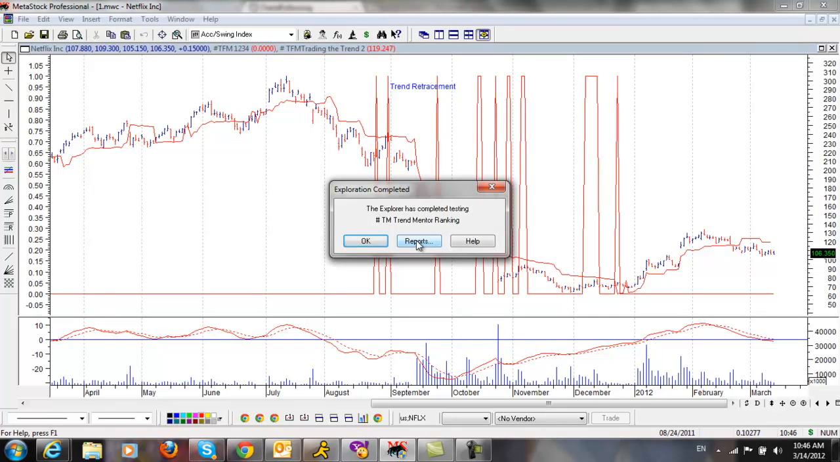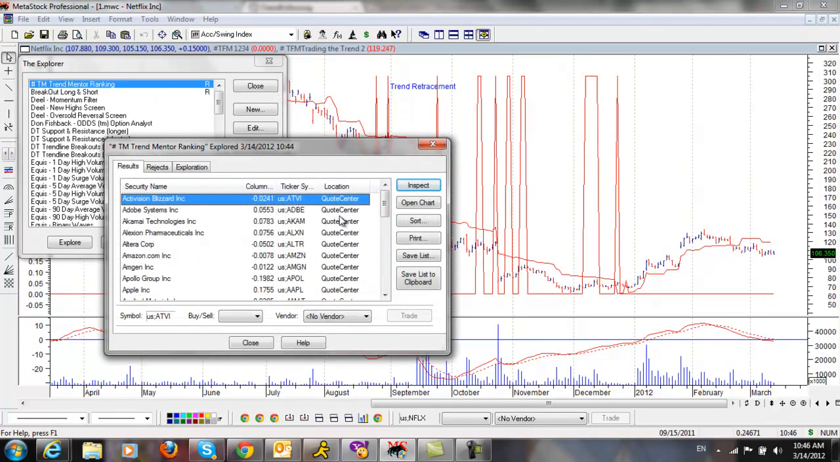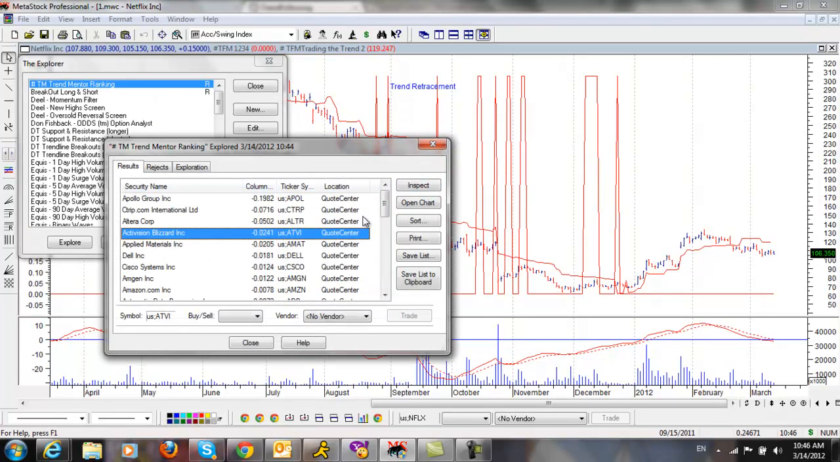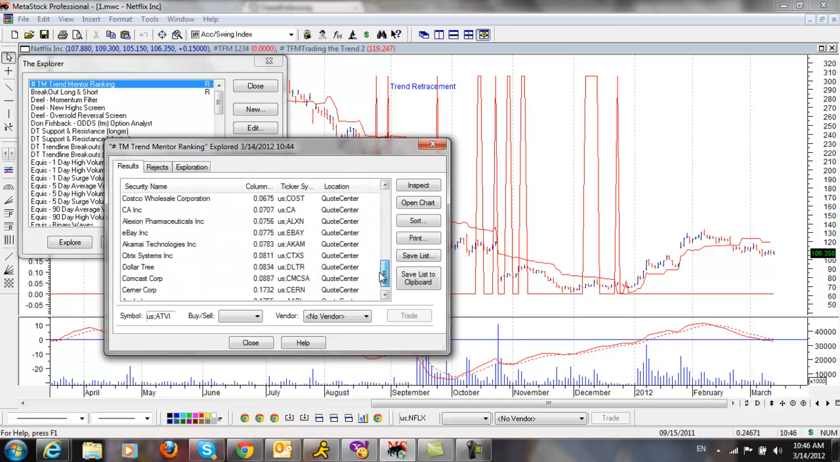Hang on one second. Let's go to reports. And actually, you can sort them. You can see here, this is your weakest as of today, which is back here. So your interest should be in looking to go short on Apollo, C-Trip, Altera, Activision or Dell. And conversely, you want to be looking somehow to go long some of these shares.